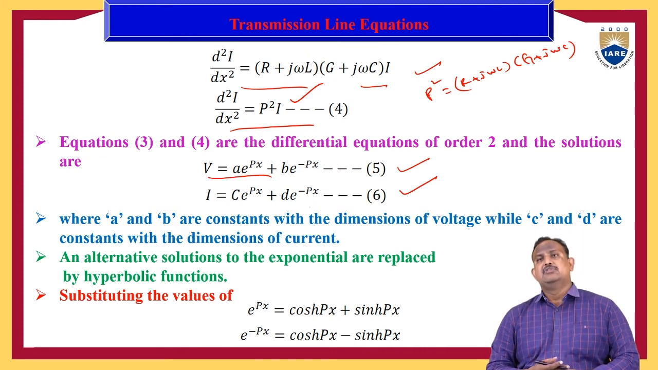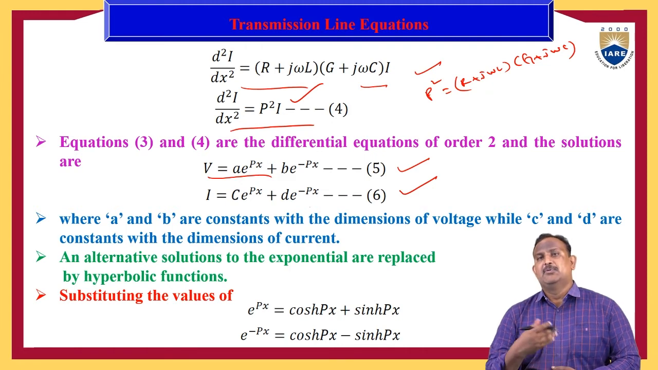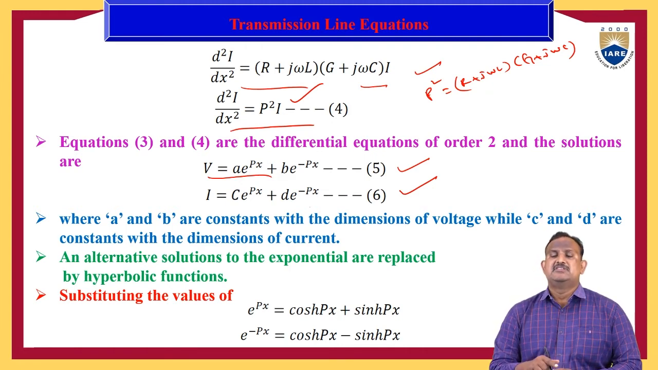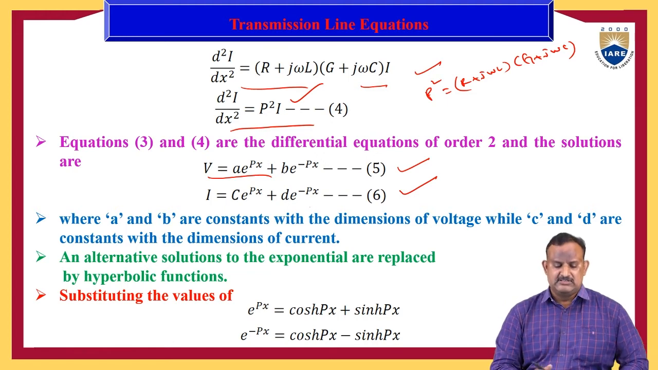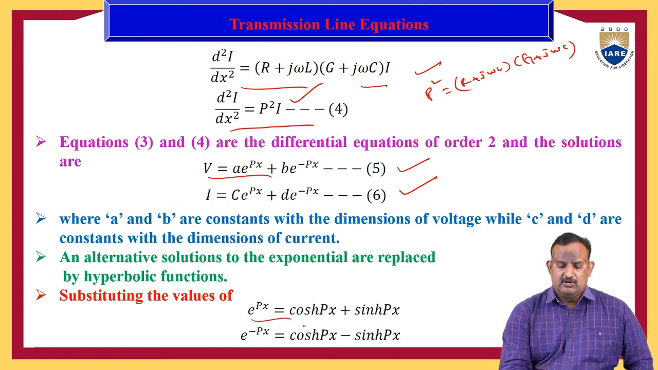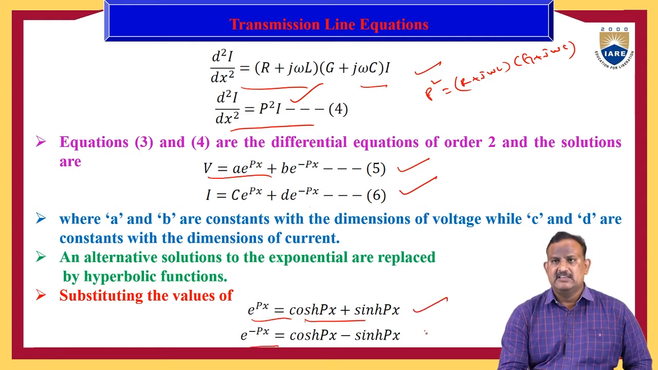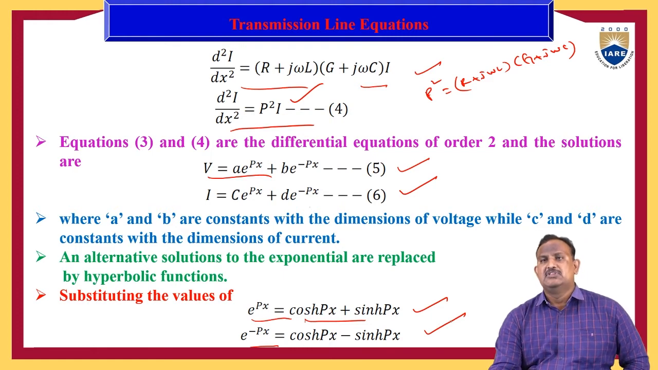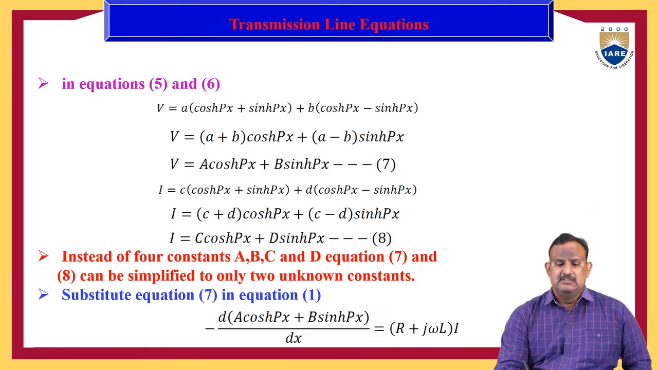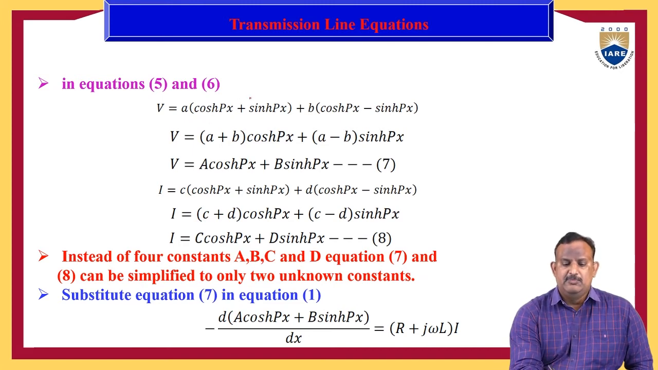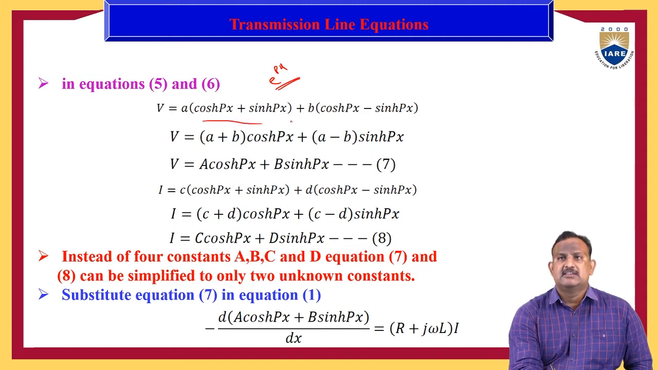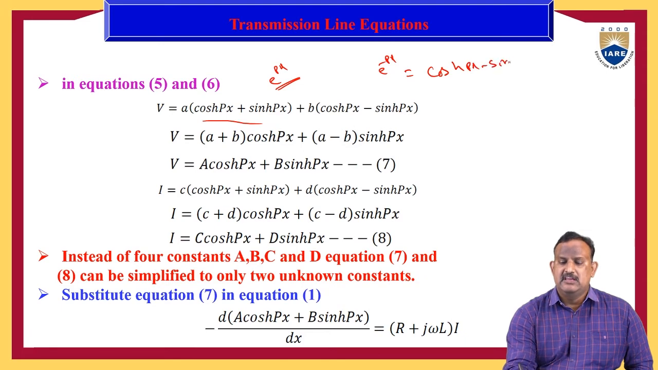So here, as an alternative solution, the exponentials are replaced by hyperbolic functions. In place of the exponential we can substitute hyperbolic functions, that is e power px equal to cosh px plus sinh px, and e power minus px equal to cosh px minus sinh px. Therefore, if you substitute these two in the above equation, V is equal to A into e power px, that is cosh px plus sinh px, plus B into e power minus px, in place of which you can substitute cosh px minus sinh px.